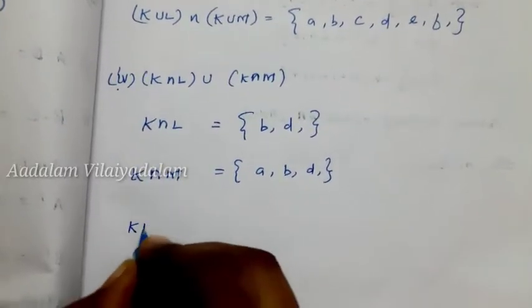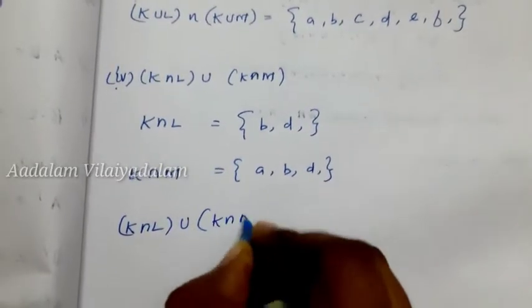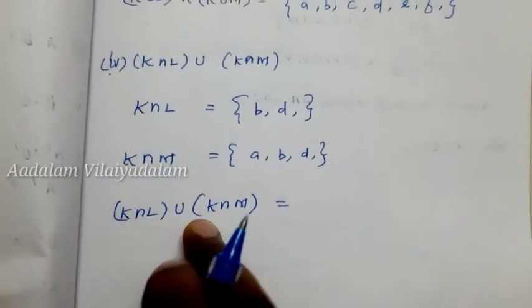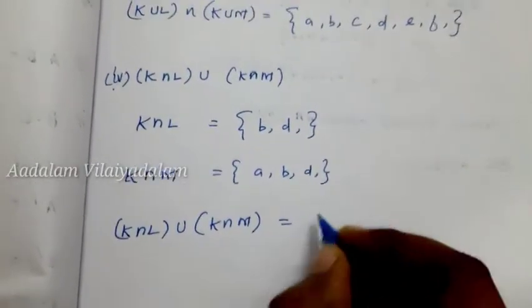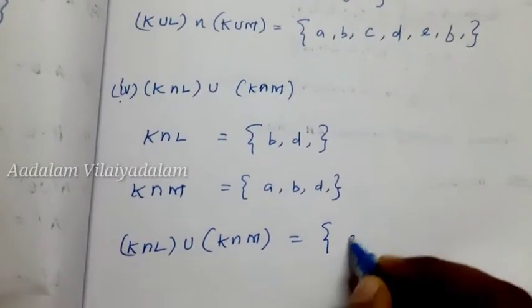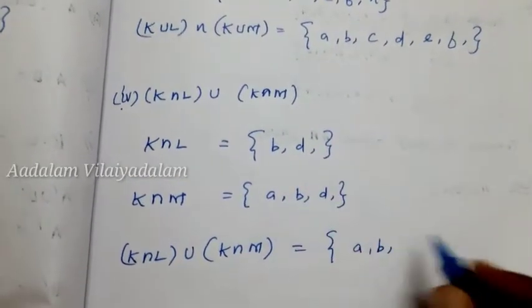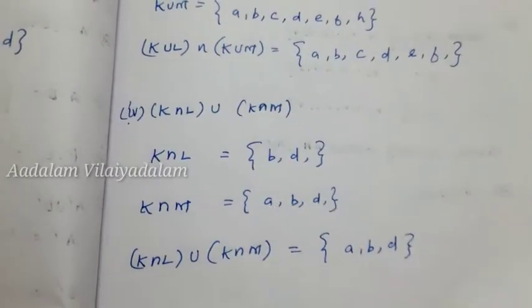K intersection L union K intersection M. So which means join all the elements of K intersection L and K intersection M without repetition. Therefore A, B, D. Okay, A, B, D.